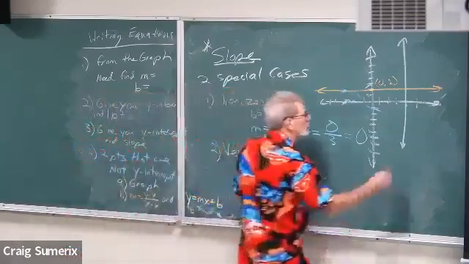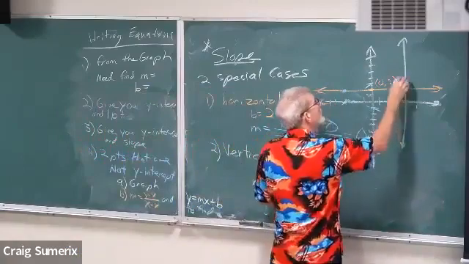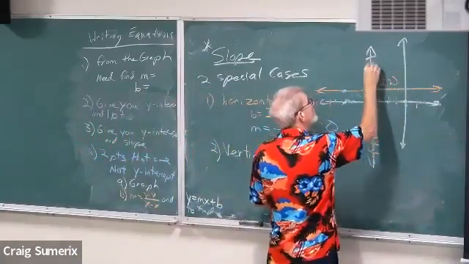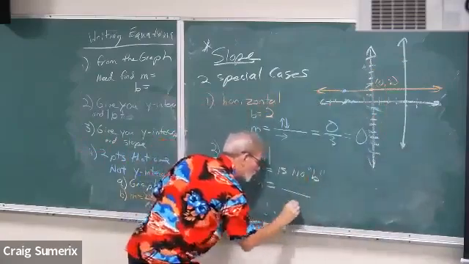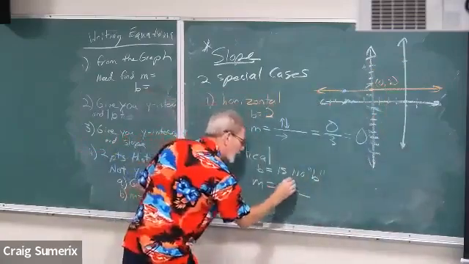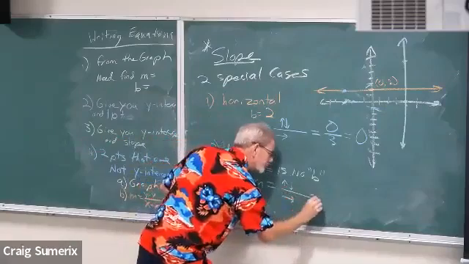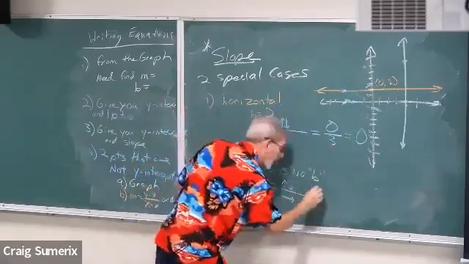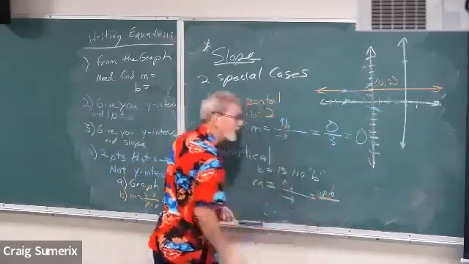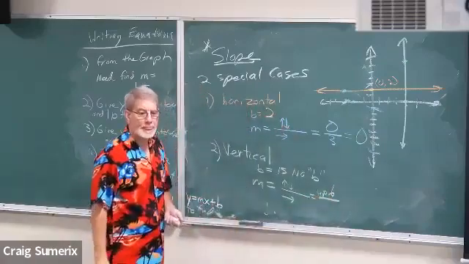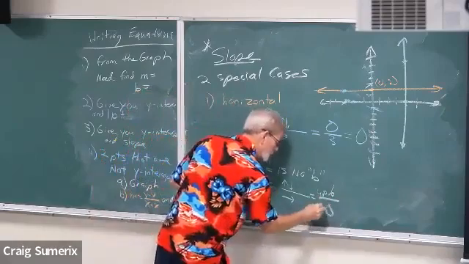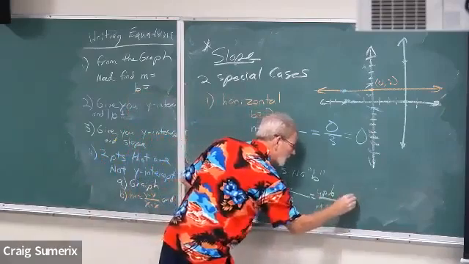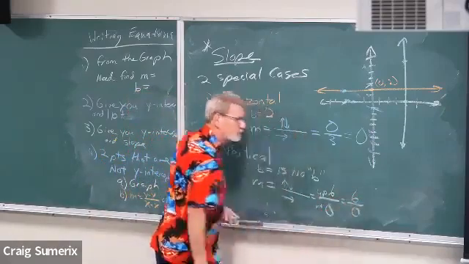Well, let's pick 2 points again. How about this one and, I don't know, 1, 2, 3, 4, 5. Okay, this one. How far did you go up or down? I went, I guess, up 6. How far did I go left and right? 0. What is 6 over 0?